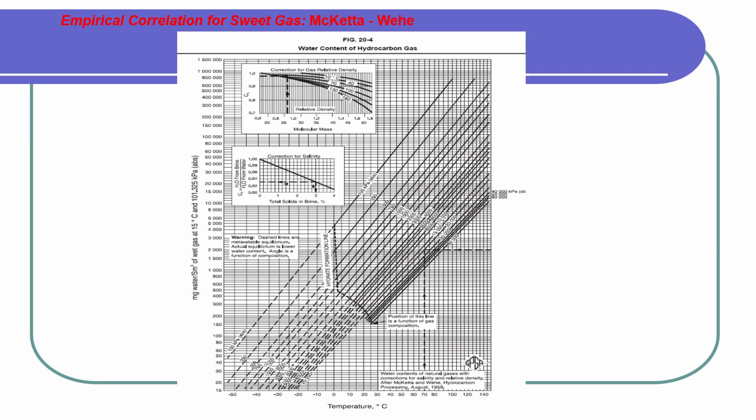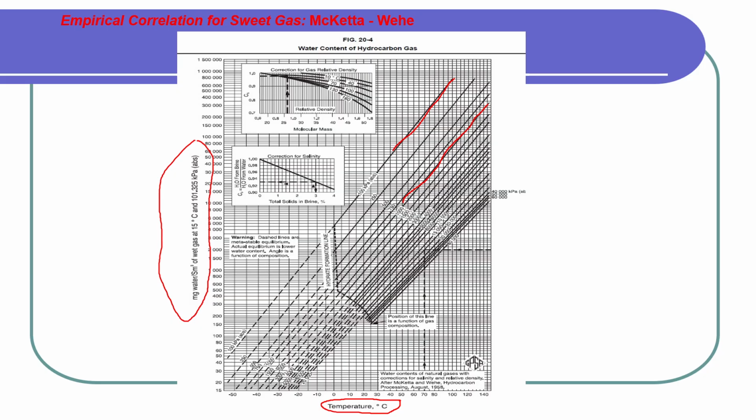Here's the Makita-Wehe chart that we already talked about to predict the water content based on the absolute temperature and the absolute pressure. For example, here you have the absolute pressure of 100 kilopascal, and this here is 1000 kilopascal absolute pressure. Based on that data you can find how many milligrams of water are available in a standard cubic meter of the gas stream at the specific condition.